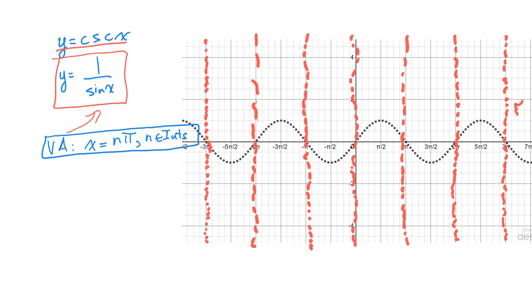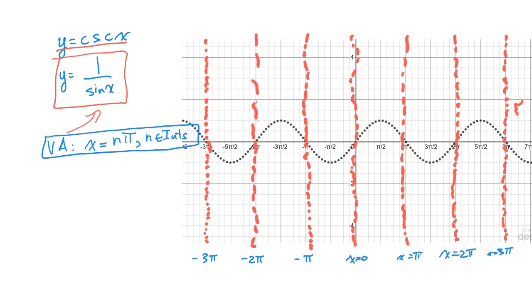For this one here, I have x equals 0, then pi, and then this is 2 pi, and then this is 3 pi. And the same can be said on the other side. So now we've got all our vertical asymptotes.